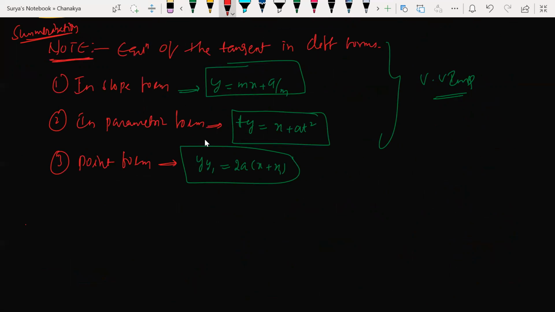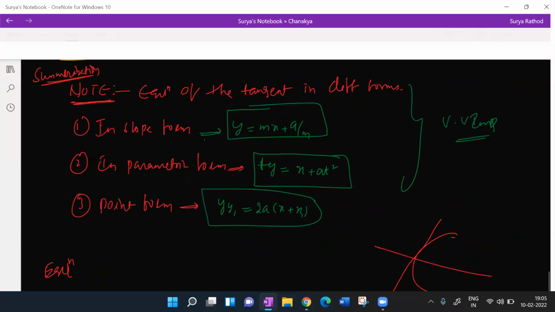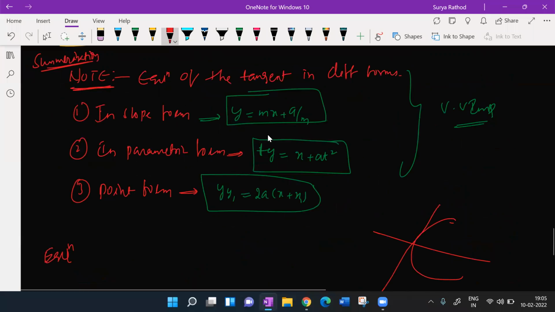Similarly, equation of the normal. See, equation of the tangent. This is a parabola. If I draw a line, this is the tangent. If I draw a perpendicular to that particular tangent, what can that be called as? What exactly can that be called as? Tell me.